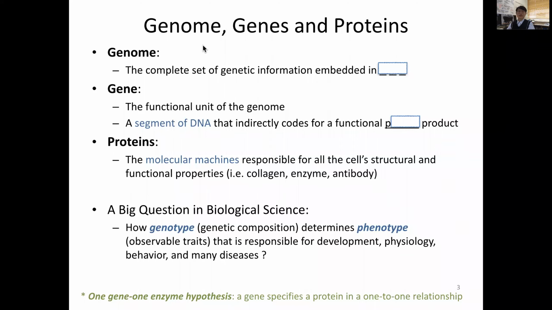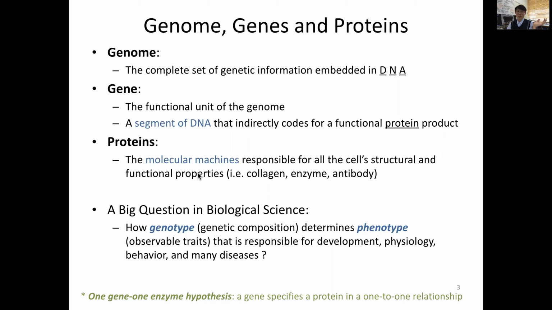So let's discuss genome, genes, and proteins. The genome is the complete set of genetic information embedded in our DNA. And what is a gene? A gene is the functional unit of the genome. In fact, it's just a physical segment of DNA that indirectly codes for the final functional product, which is a protein product. And what is a protein? Proteins are the molecular machines responsible for all the cell's structural and functional properties.